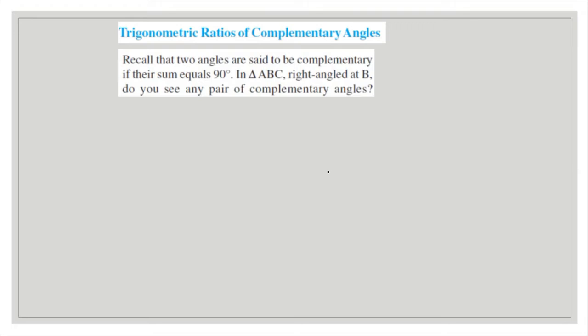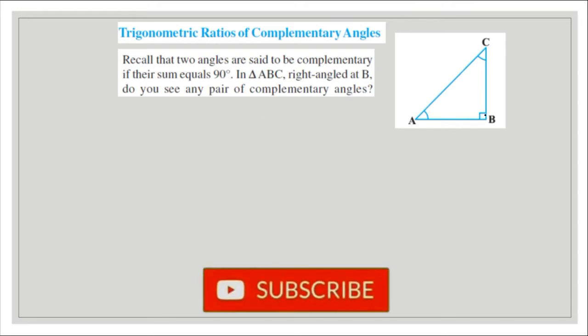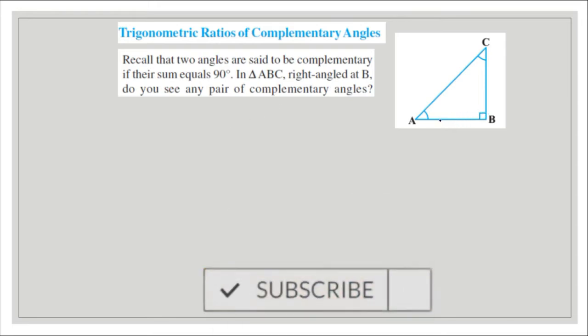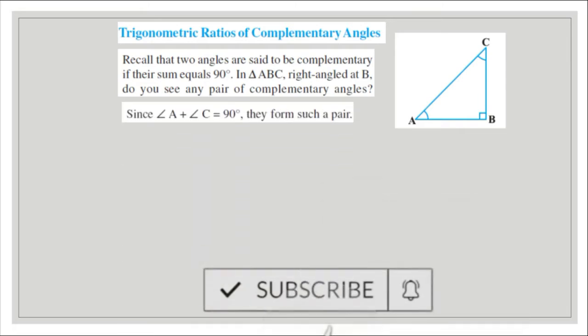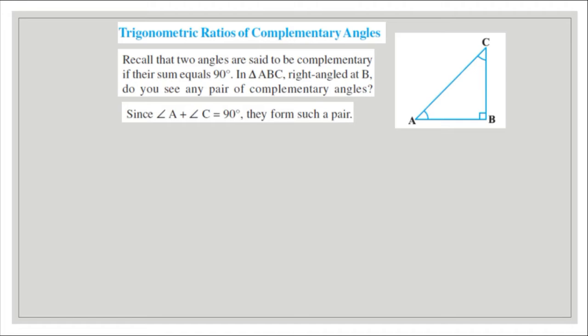Recall that two angles are said to be complementary if their sum is equal to 90 degrees. In triangle ABC, right angled at B, do you see any pair of complementary angles? Here, if angle B is 90 degrees, the sum of angle A and angle C is 90 degrees. They form a complementary angle pair. Look at the figure here.